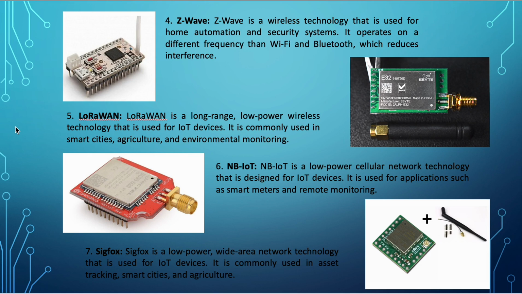Then we have LoRaWAN. LoRaWAN is a long range, low power wireless technology that is used in IoT devices. It is commonly used in smart cities, agriculture and environmental monitoring.